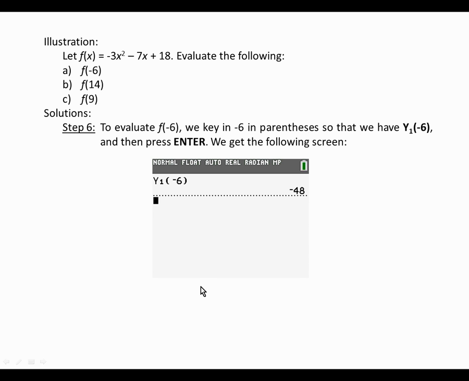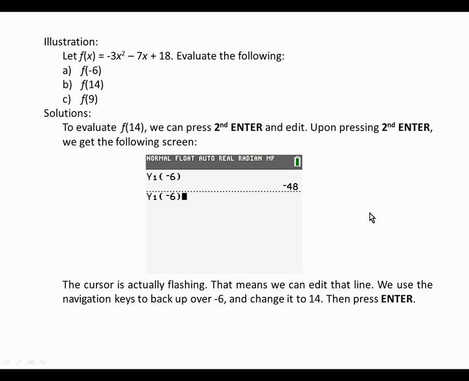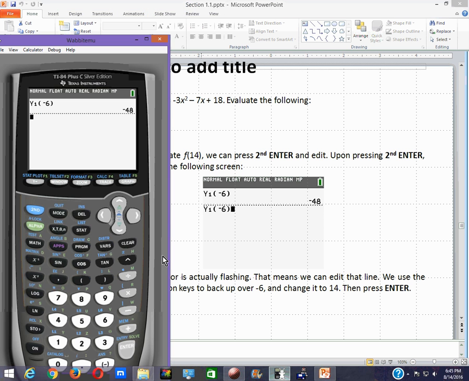To answer part A, f of -6 is -48. If I want to do f of 14, I do second Enter to edit. The cursor is flashing, which means I can now edit. I want to go back and change -6 to 14. So 14. My parentheses are still closed. Press Enter. I get -668. So f of 14 is -668.